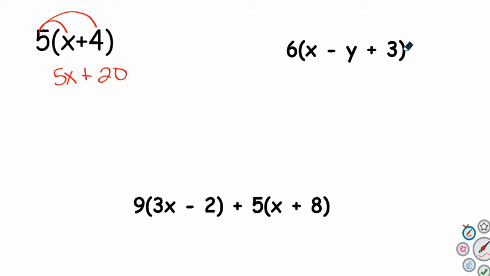All right, let's try this one. It's 3 numbers, but it's still the same. It's not bad. We're still going to distribute. So 6 times x, 6x. I'm going to keep my sign, so minus 6 times y, 6y. Keep my sign, and 6 times 3 is 18.